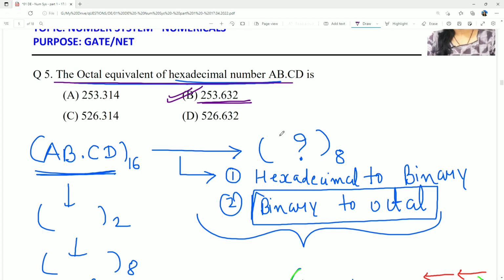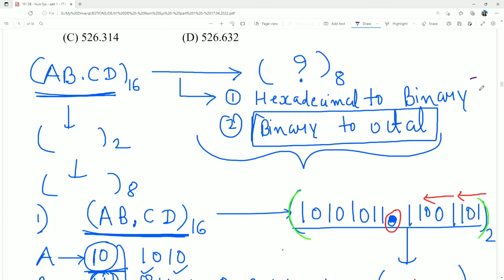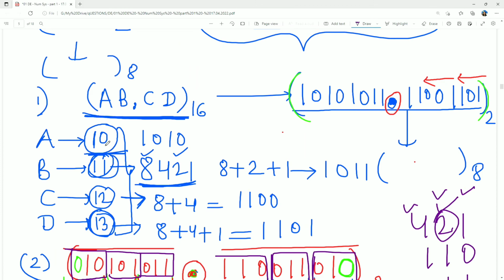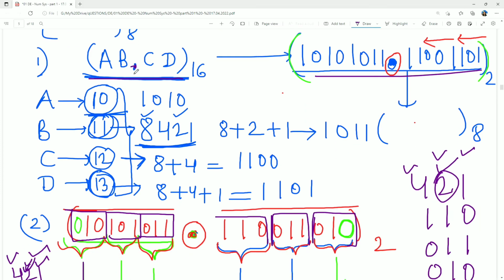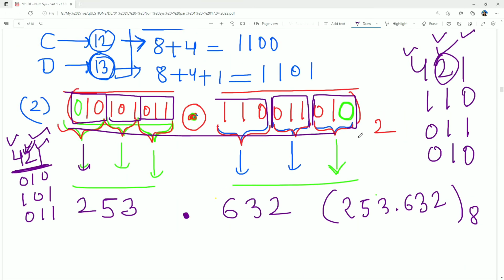Fine. So go through the concept of this conversion, hexadecimal to octal, by following these two steps: hexadecimal to binary and then binary to octal. For the conversion of hexadecimal to binary, you need to find the binary representation of each individual digit. So initially we did this. After that, once you are able to find the binary representation, you can directly convert that binary representation into octal just by making groups of 3 bits like this. So this is your answer.